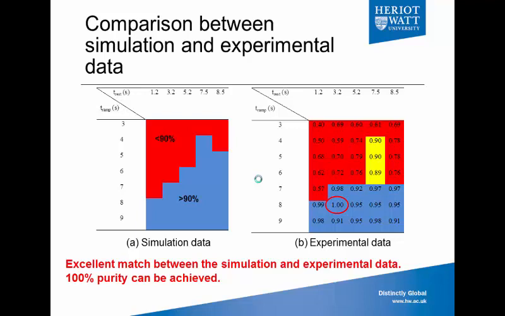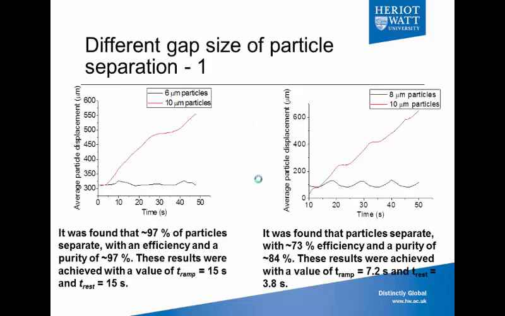For 10 and 45, we were capable of achieving 100% purity in our experimental data. Then what we were interested in is to look at a smaller gap of particles in terms of sorting. So we tried to sort 6 and 10 microns. Once again, we were capable of achieving quite good results with an efficiency of 97% and a purity of 97%. And once again, we reduced the gap between 8 and 10 microns in the heterogeneous medium. And again, we were capable of sorting the 10 microns from the 8 microns.